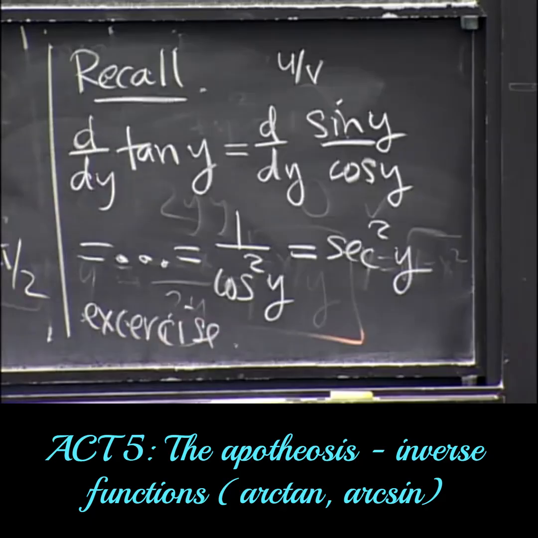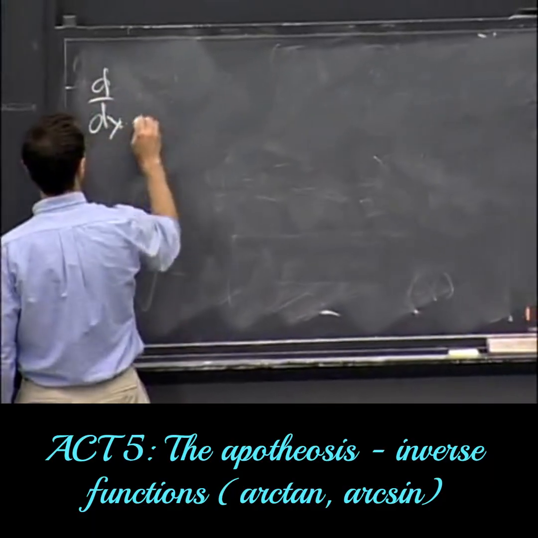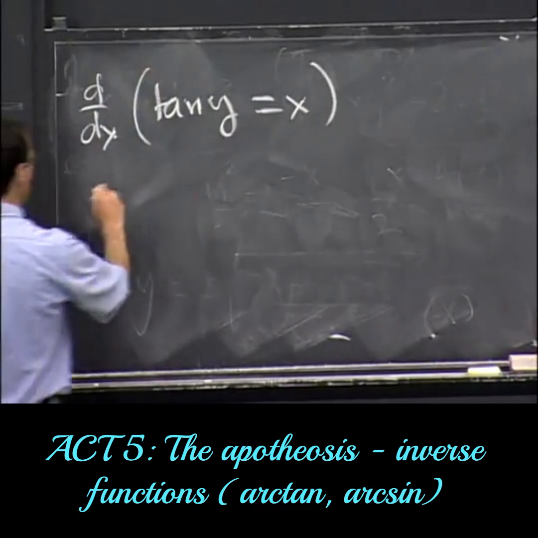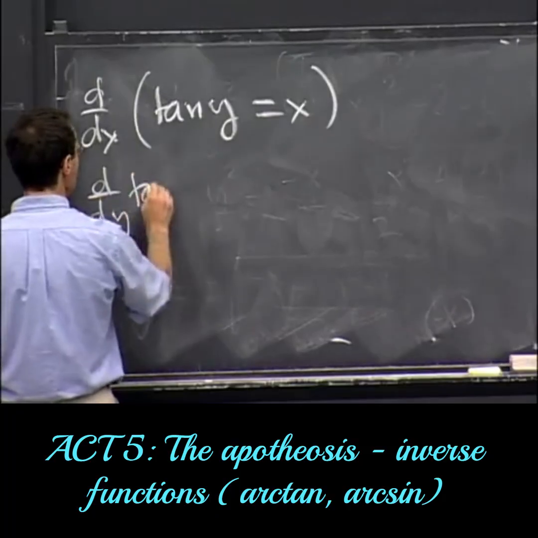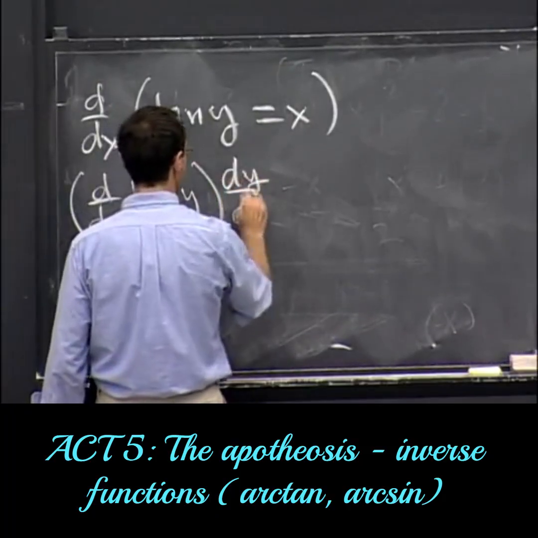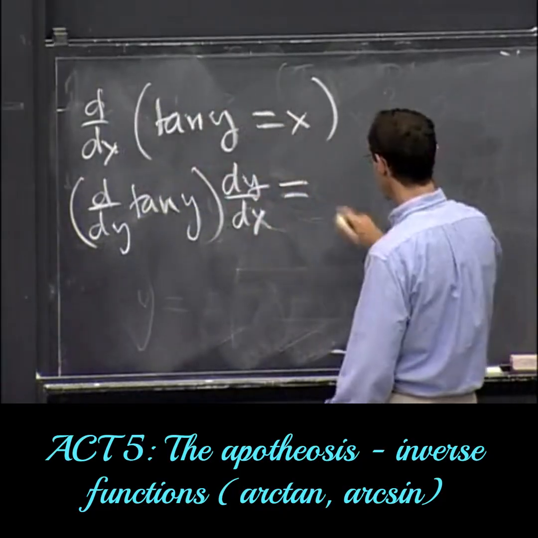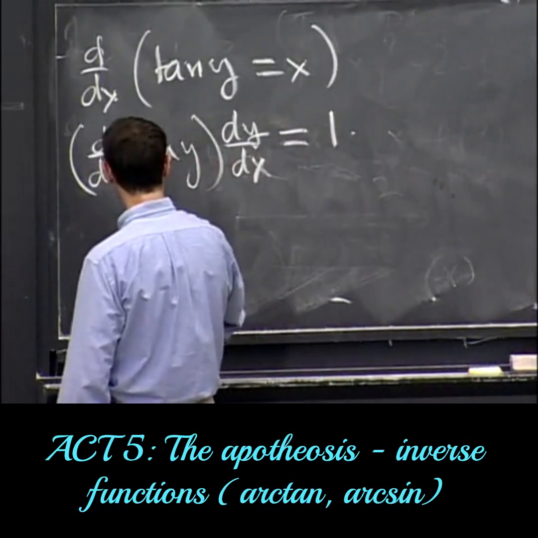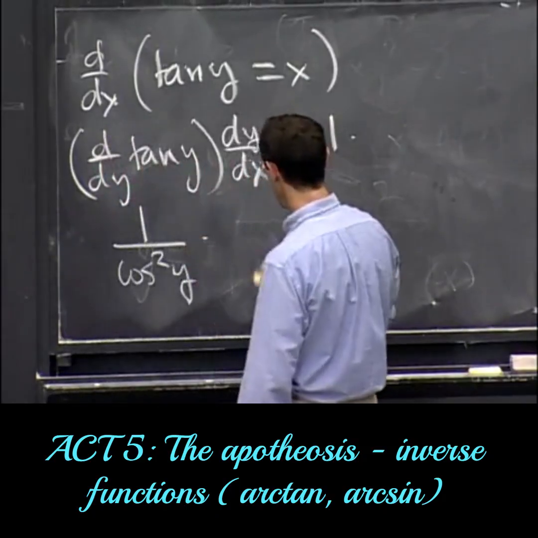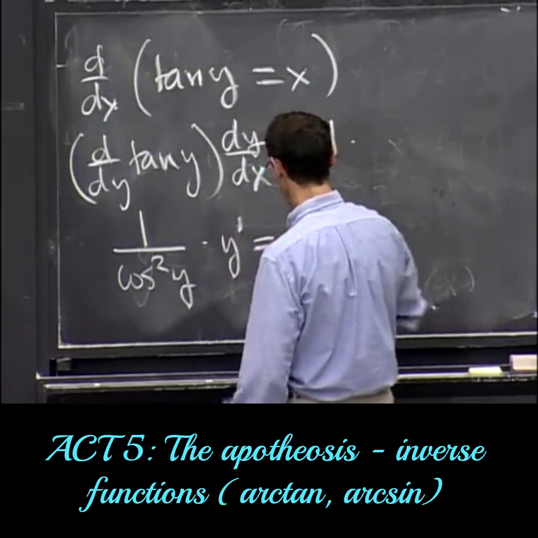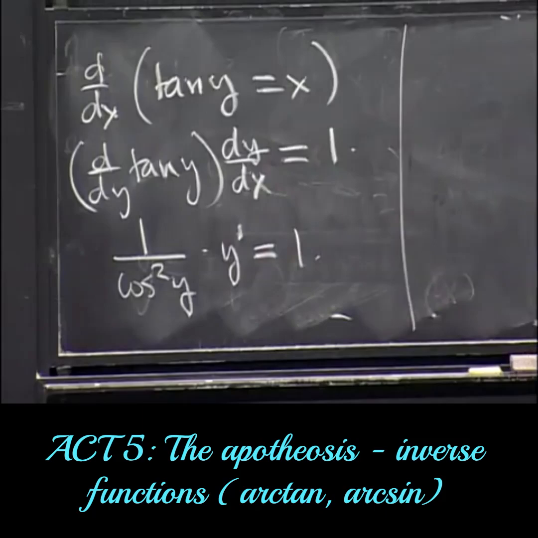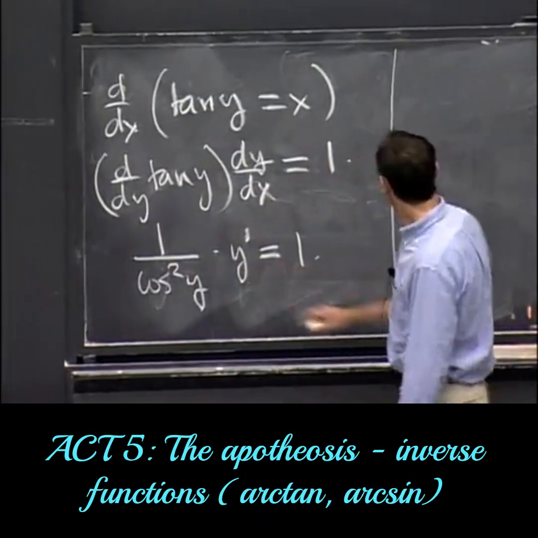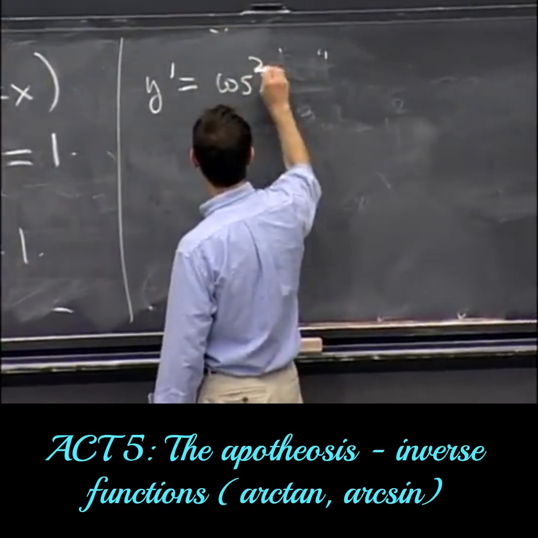Okay, so we need that ingredient. And now we're just going to differentiate our equation. And what do we get? We get, again, d by dy of tan y times dy dx is equal to 1. Or, if you like, 1 over cosine squared y times, in the other notation, y prime is equal to 1. So I've just used the formula that I just wrote down there. All right, now all I have to do is solve for y prime. It's cosine squared y.